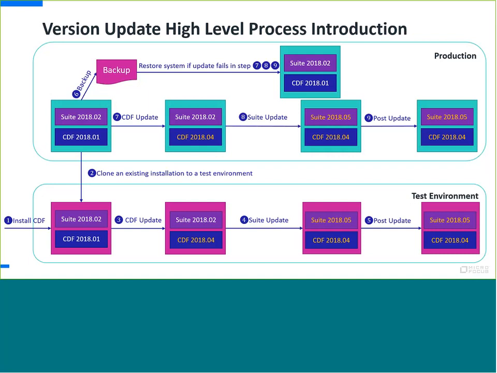Now in production, what you would do is you would take a backup of the data. It's a very important step. So step number 6 is extremely important. You need to make sure that the data is backed up in case things go wrong, so that you don't lose your data.